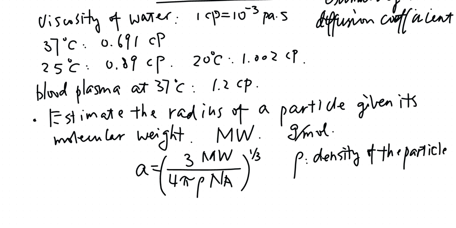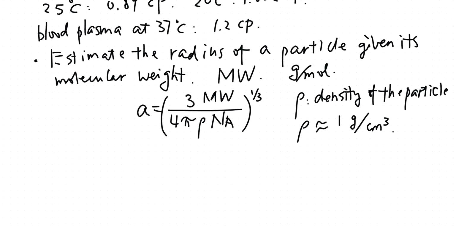And in most cases, we would approximate all particles as having a similar density, 1 gram per centimeter cubed, the same as the density of water. That's what we are going to assume for the purpose of this class. And then if you are given a molecular weight, you can use this equation to figure out what is a, and then you can use the Stokes-Einstein relation to figure out the diffusion coefficient of that particle in water.